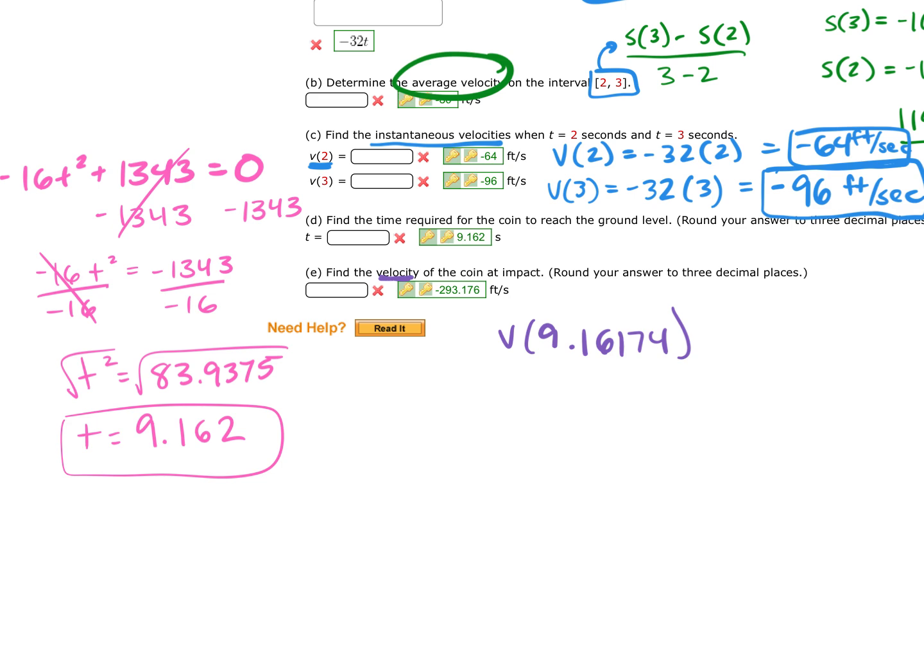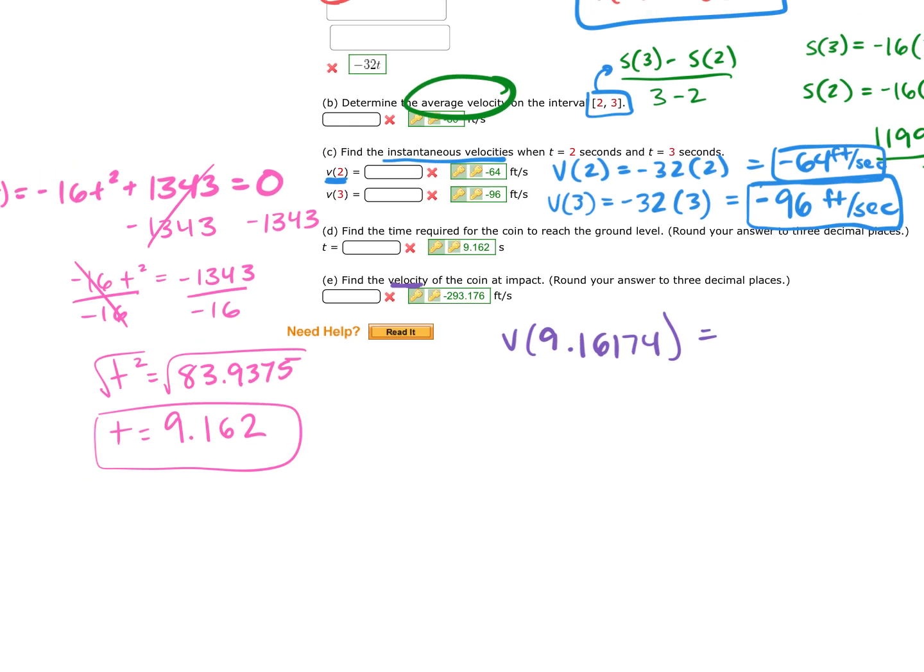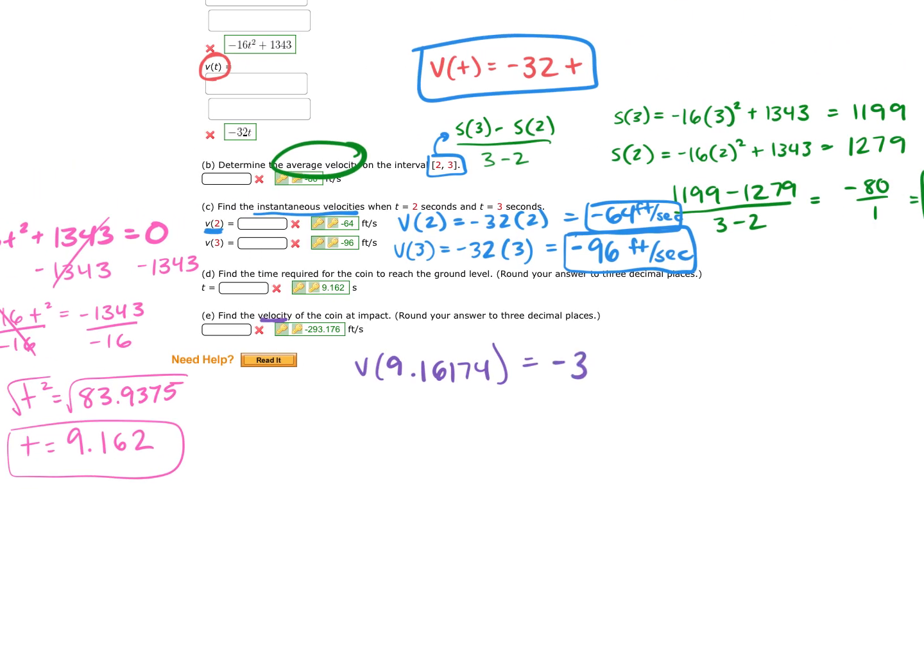And then let's plug this in. So this is equal to, our velocity was negative 32 times t, which we're plugging in 9.16174. So I'm going to multiply my answer by negative 32. So you should get negative 293.176 feet per second.